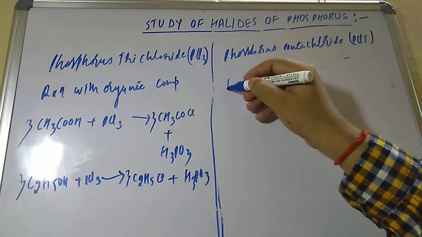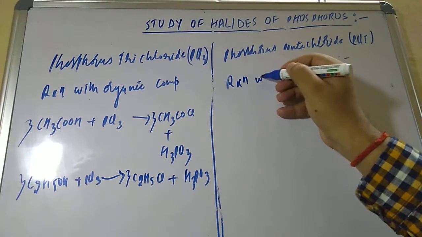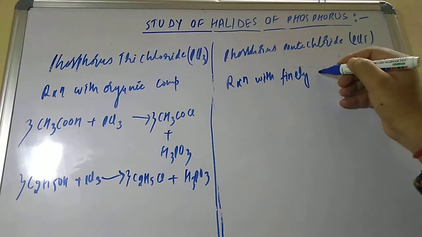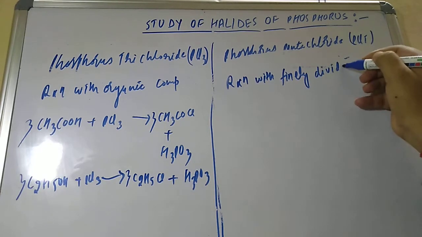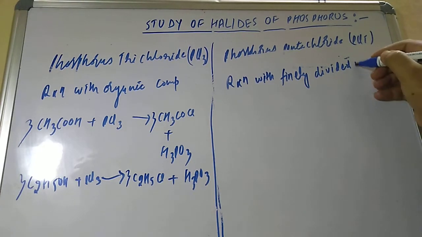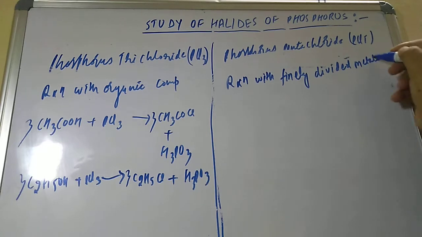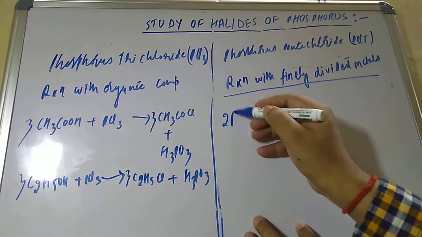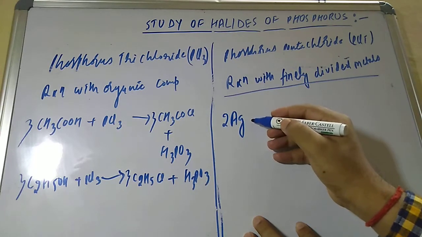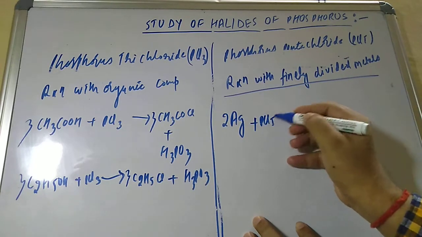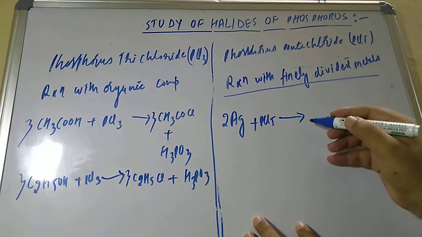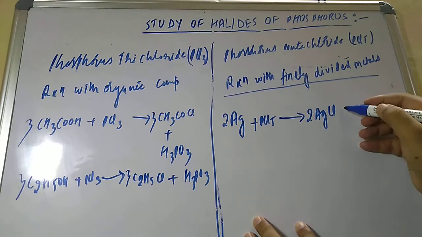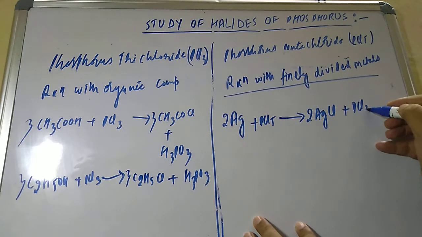Okay, reaction with fine powder mix, reaction with finely divided metals. So what is the reaction with finely divided metals? If you take silver, 2Ag plus PCl5, what will it give? It will give 2AgCl plus PCl3.